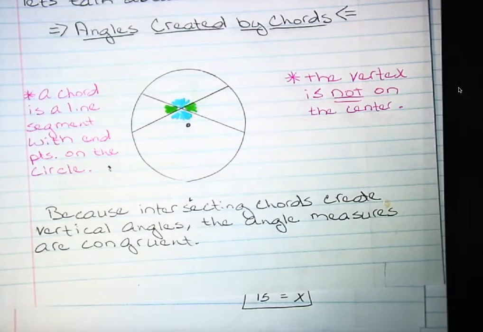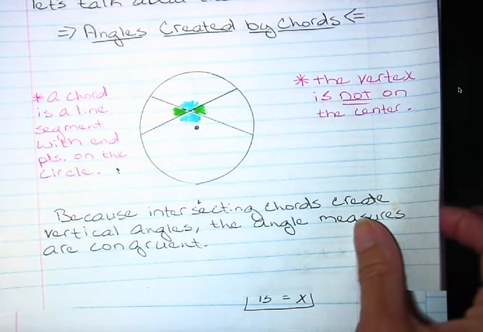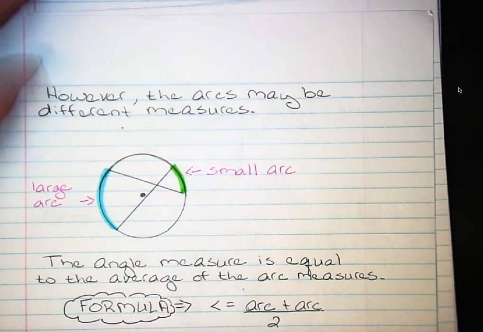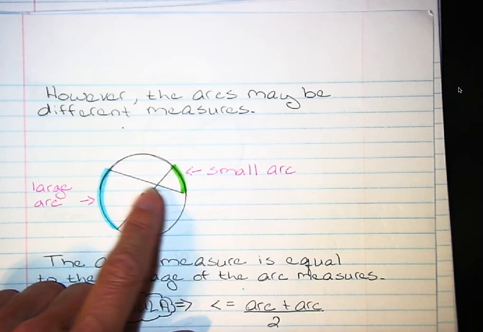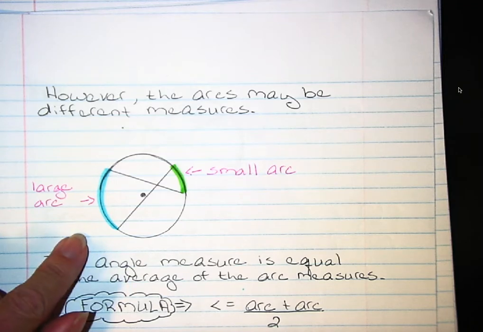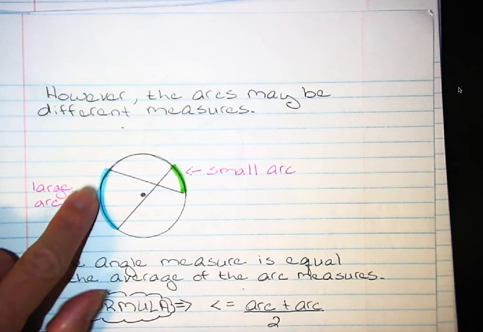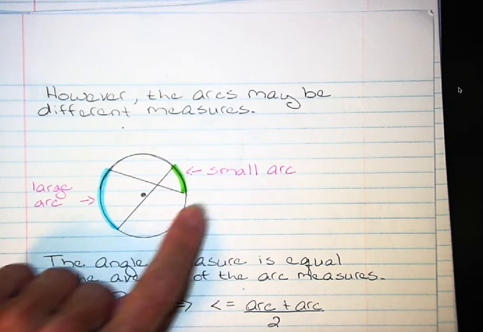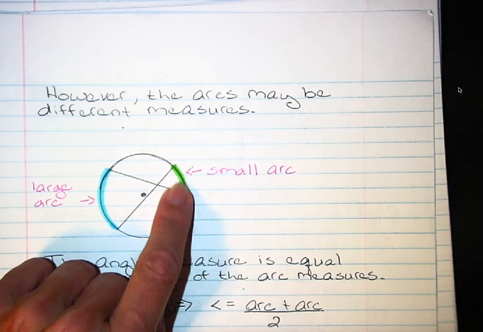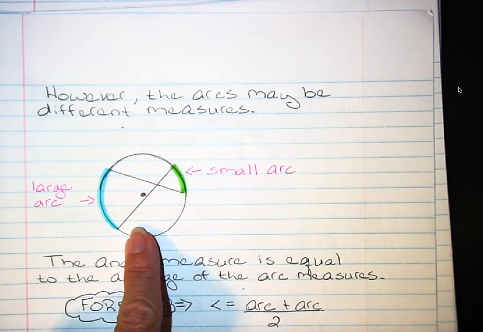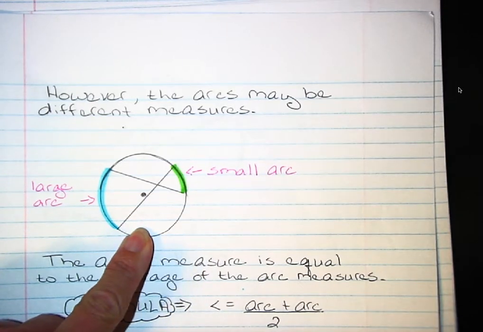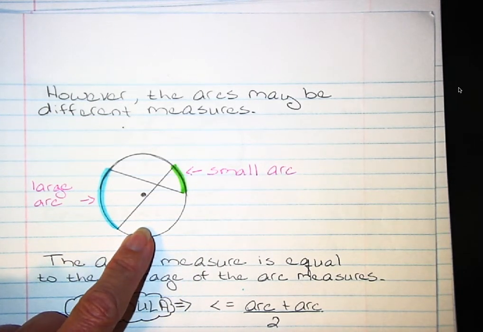So the blue ones are congruent, the green ones are congruent. Now, even though the angles are vertical angles and they're congruent, the arcs that they make are not the same measurement. They could be, but they're not necessarily. Like in this example right here, we have two arcs that are created. We have a large arc that's created on the left, and we have a small arc that's created on the right. Now this could be flip-flopped. It just happens to be this way in this diagram. But you definitely have two different arcs that are created when you have the chords that intersect like this.